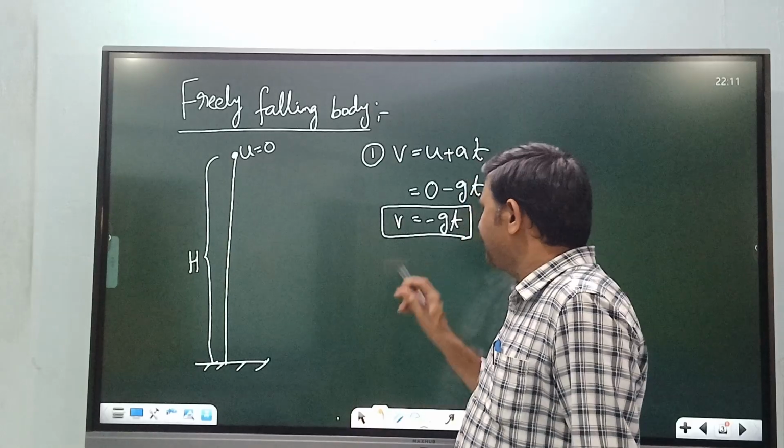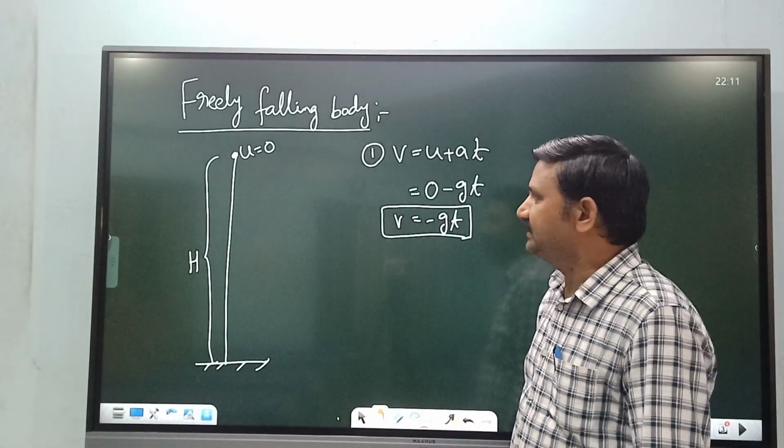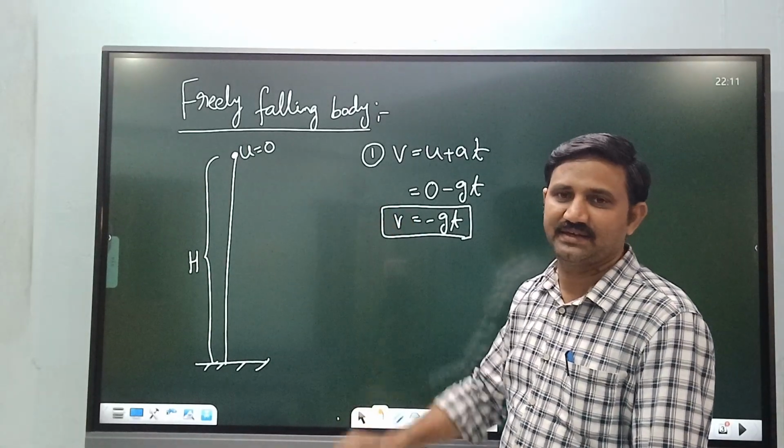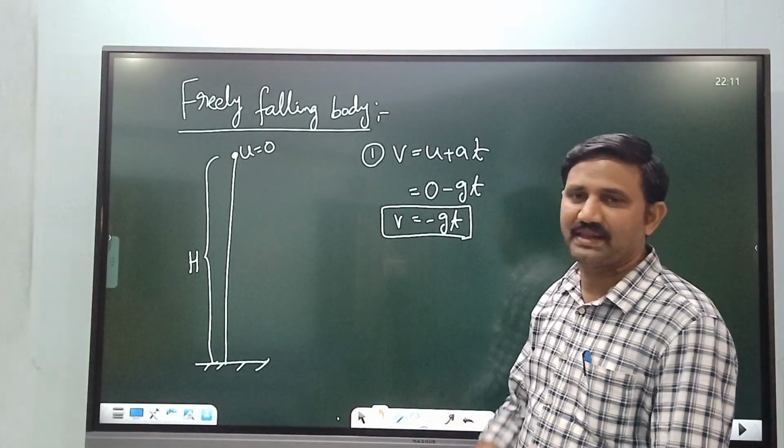So here the minus sign indicates that the velocity of the body after some time t is in the downward direction. So that is V is equal to minus GT.